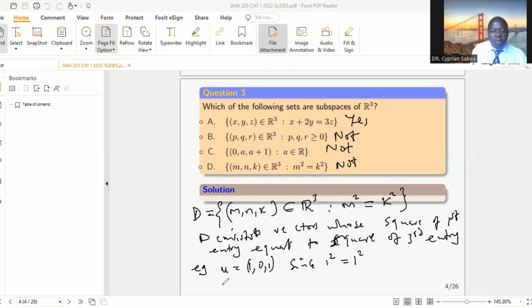The other vector here will be b, a vector like (-1, 0, 1), because I can see that the square of the first entry equals the square of the third entry. But now, what about the sum of these two vectors? Will it be in D? So let me see.